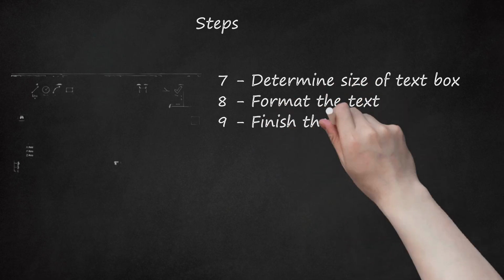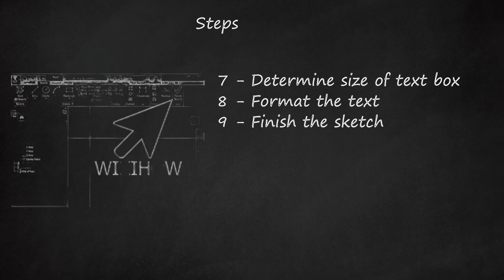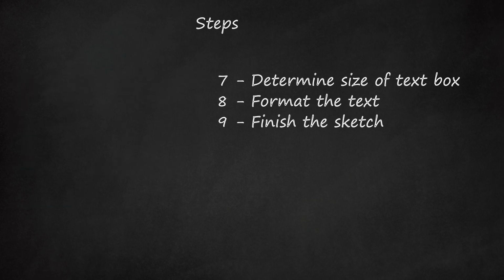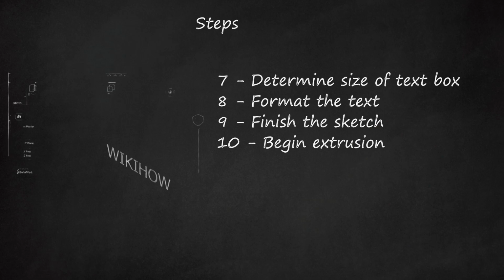9. Finish the sketch. Once you have your text shown and positioned how you would like it to be extruded, click on the Finish Sketch icon to complete your 2D sketch and return back to the 3D view of your part model. 10. Begin extrusion.